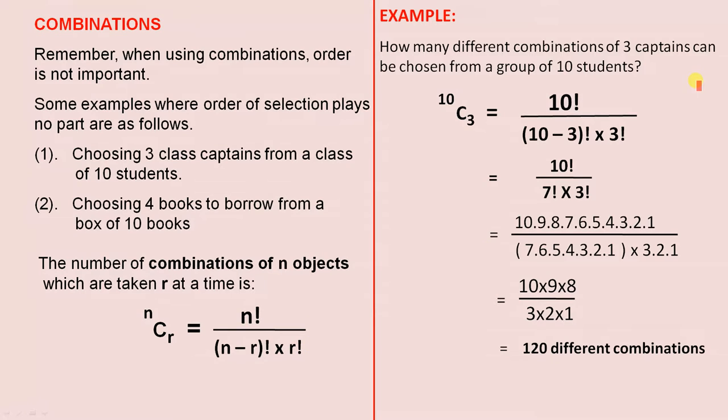Here's an example. How many different combinations of 3 captains can be chosen from a group of 10 students? 10C3 is 10 factorial over 10 minus 3 factorial by 3 factorial. That's 10 factorial over 7 factorial by 3 factorial. That's 10 by 9 by 8, etc. So those little dots are multiplication signs. The 7 factorial is that. The 3 factorial is that. So what we do, we cancel that out with that. So we're left with 10 by 9 by 8 over 3 by 2 by 1, and that's 120 different combinations.